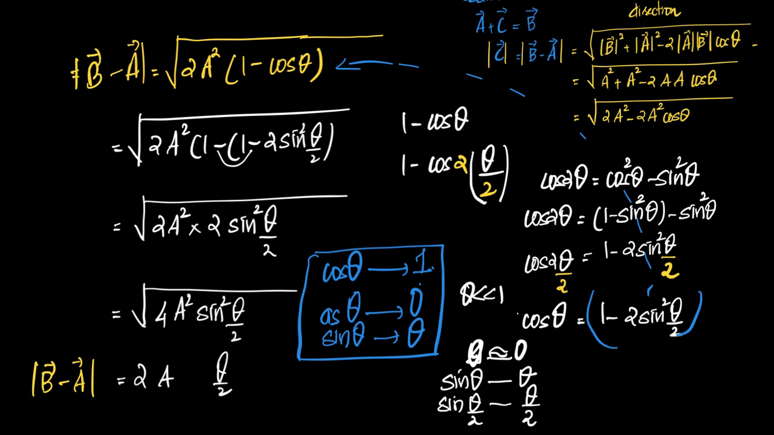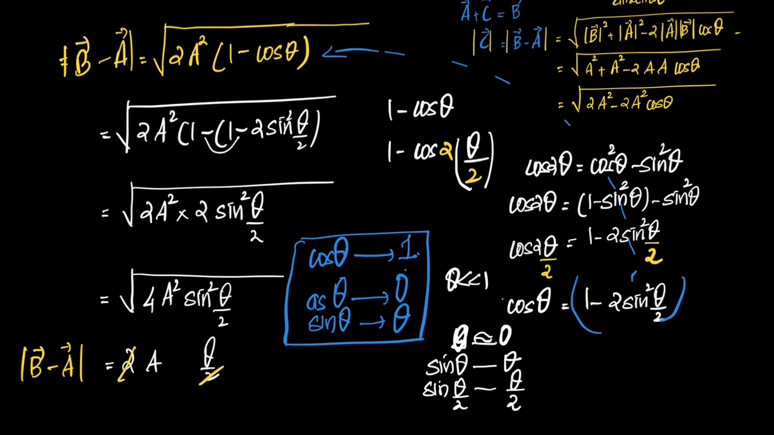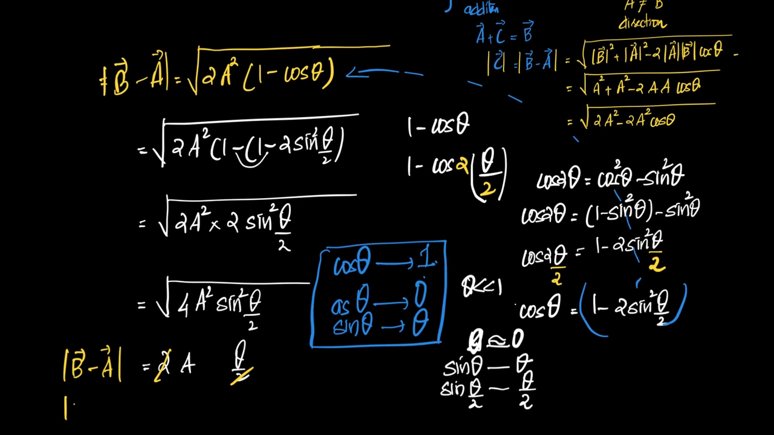And further 2 and 2 will cancel. So what we get is mod b minus a is equal to, what is a? A is magnitude of vector a into theta. Okay. So that was the concept in detail.